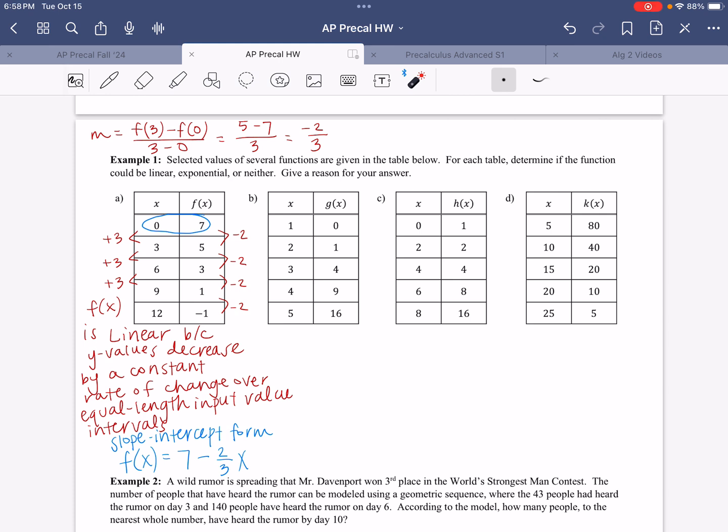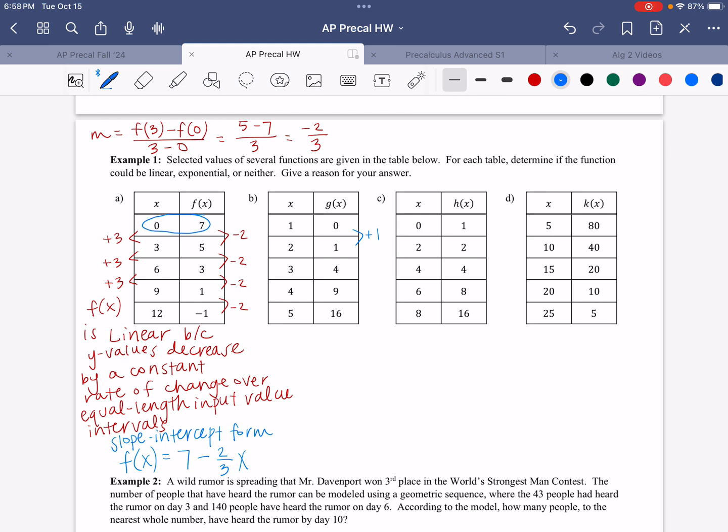So B says we have a table for g of x. First thing I'm going to do is glance at my x's, see that they have constant equal length input value intervals, which they do, counting by 1. And then I'm going to look at the y values, and there is a pattern here. I am familiar with 0, 1, 4, 9, 16, and you are as well. But the question is, do we add the same thing each time? Do we multiply by the same value each time? And it doesn't look like we do.